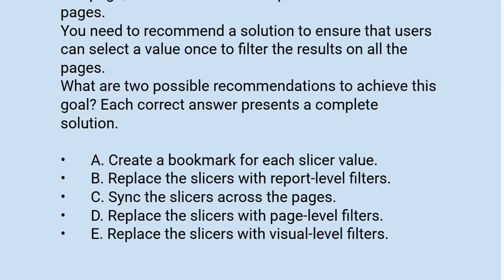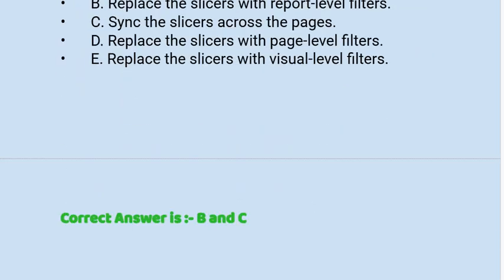Option A create a bookmark for each slicer value. Option B replace the slicers with report level filters. Option C sync the slicers across the pages. Option D replace the slicers with page level filters. Option E replace the slicers with visual level filters. Correct answer is option B and option C.